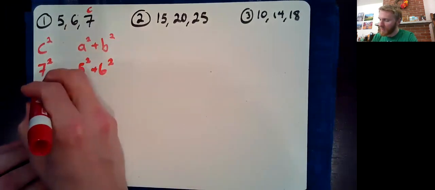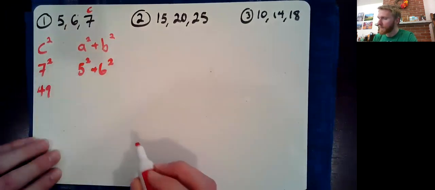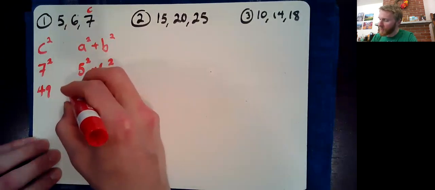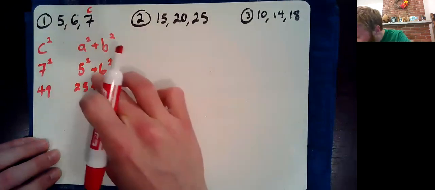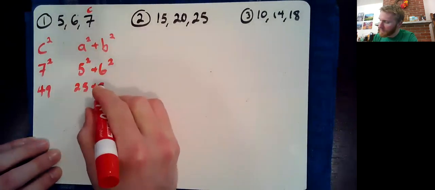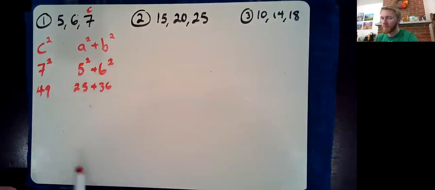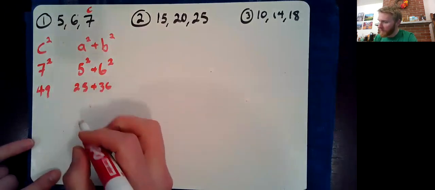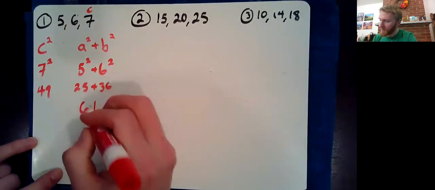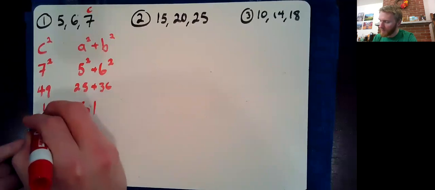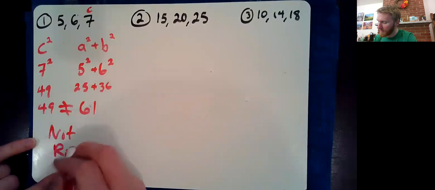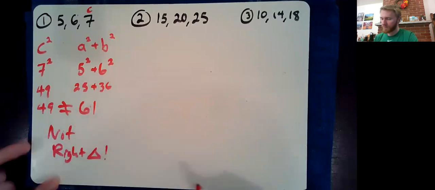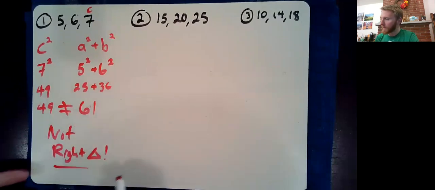So 7 squared is 49. I know that. Let's see, 5 squared is 25 plus 6 squared is 36. Whoopsies. Add those two together and you get 61. Well, 61 pretty clearly is not equal to 49, so that is not a right triangle. Simple as that. Not right.